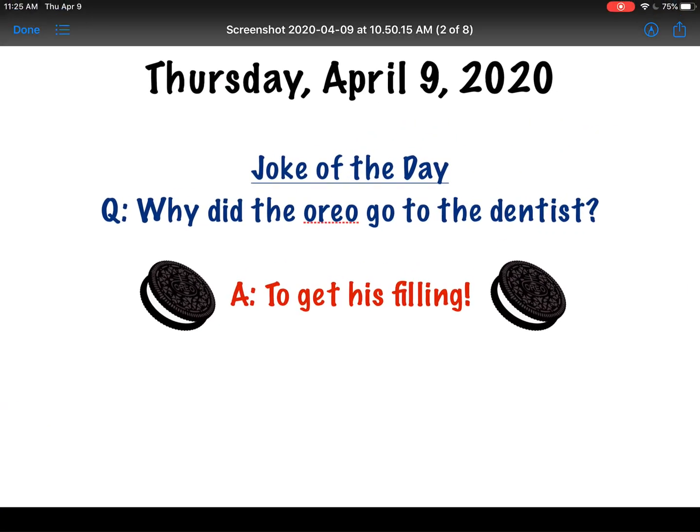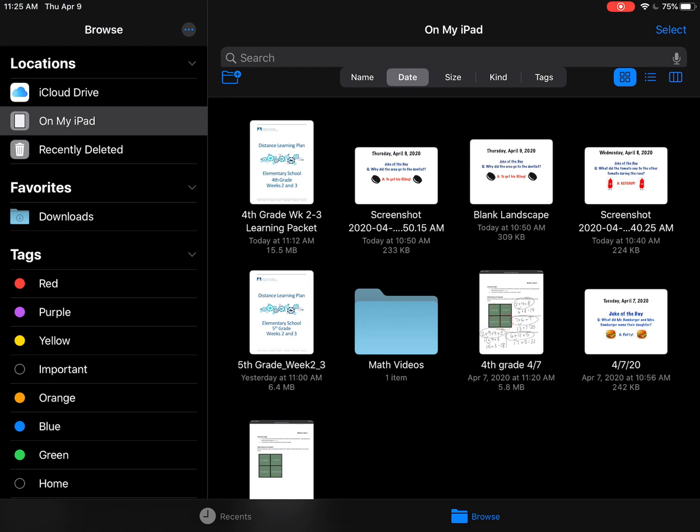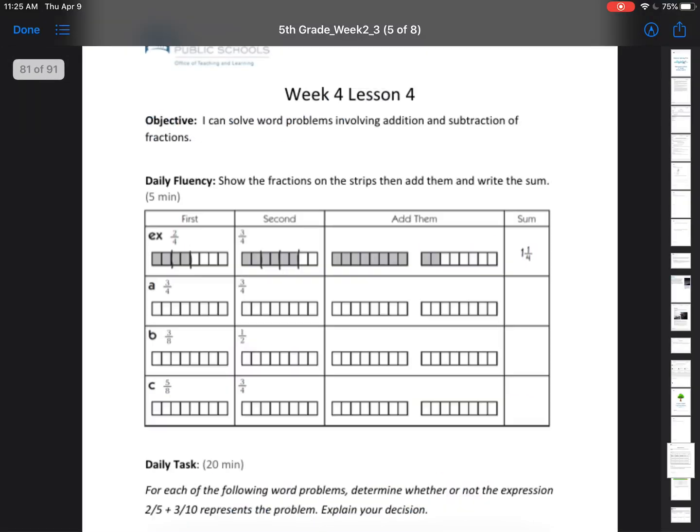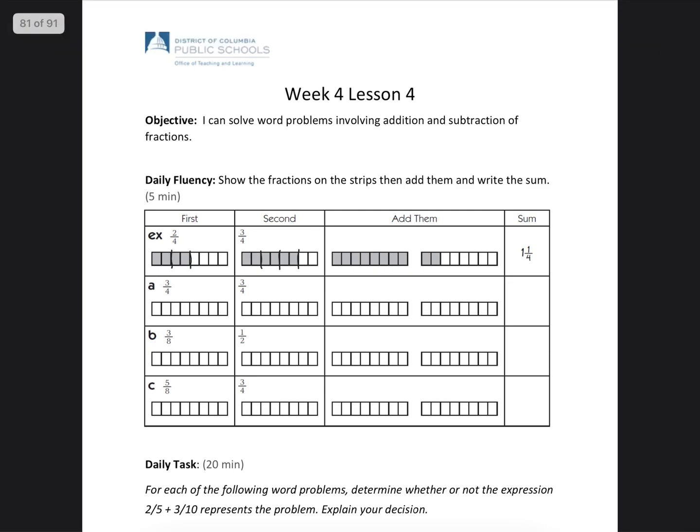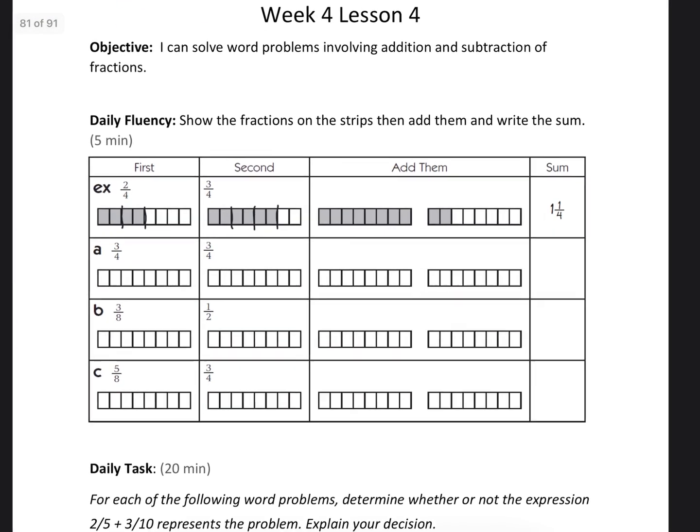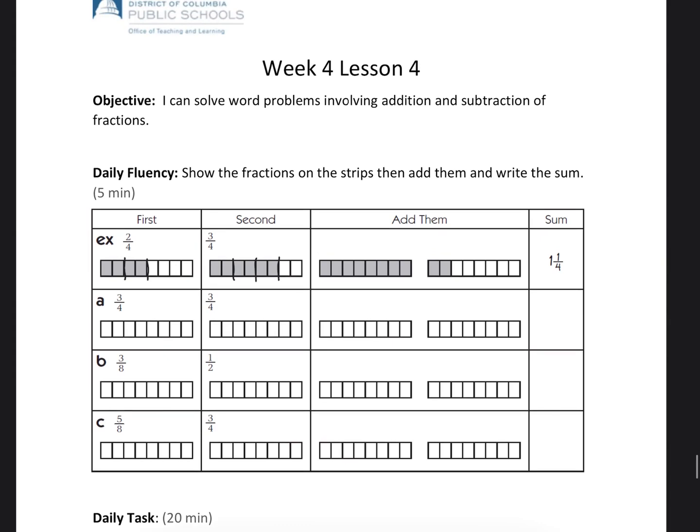Okay, so it's me. Whoops, nope, that's not what I wanted. Sorry, guys. Let me switch over. Fifth grade. All right. They have messed up on some of these pages. This is not week 4, it's week 3. So week 3, lesson 4, this is where we should be.